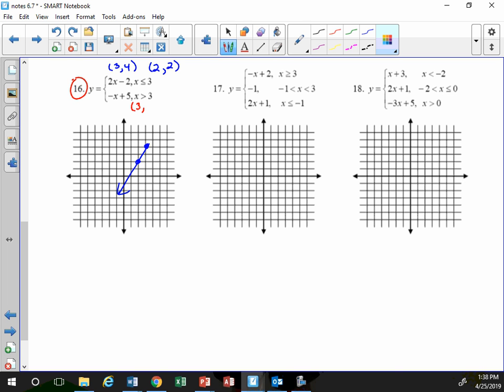Second line, I start with 3. That gives me 2. Open. Bigger number, I go 4. It gives me 1. There we go.